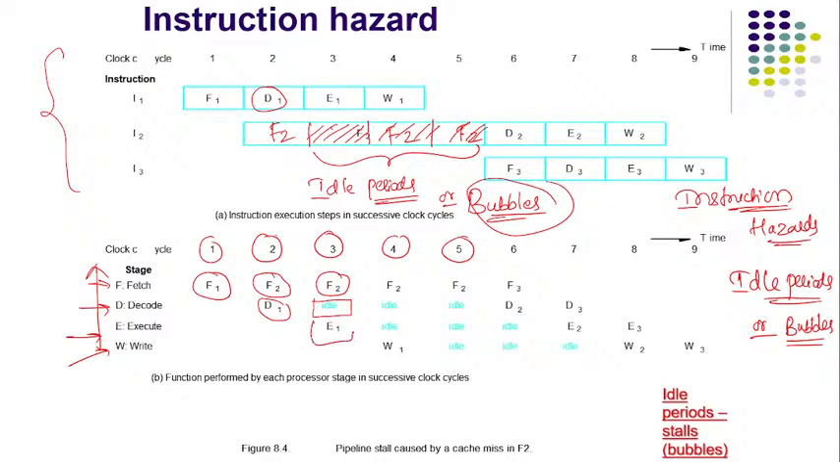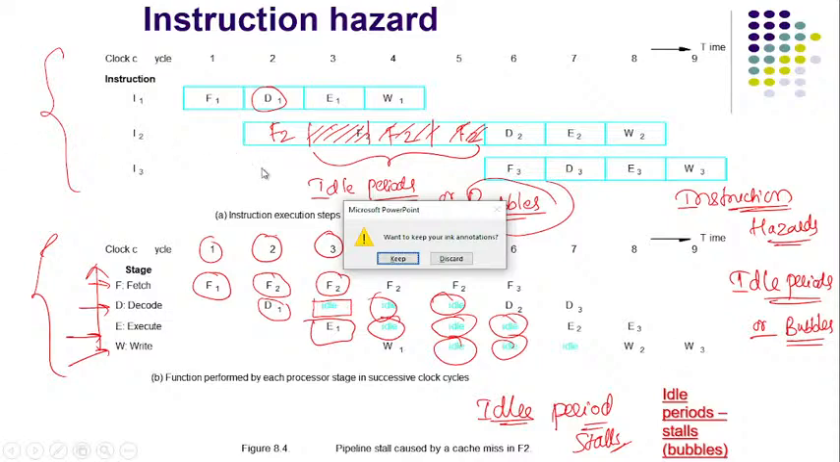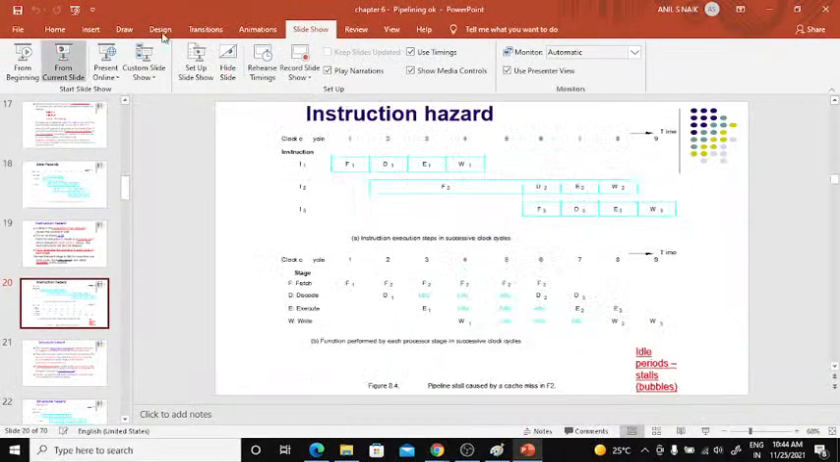Then the first instruction is executed. Likewise in all the other stages also. This is called an idle period, or we can call it a stall or bubbles. So in the next class we will continue that.